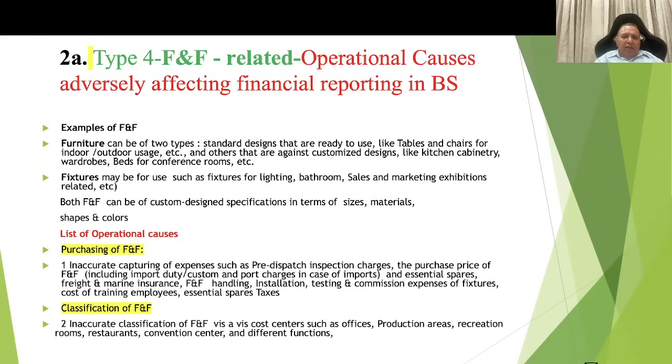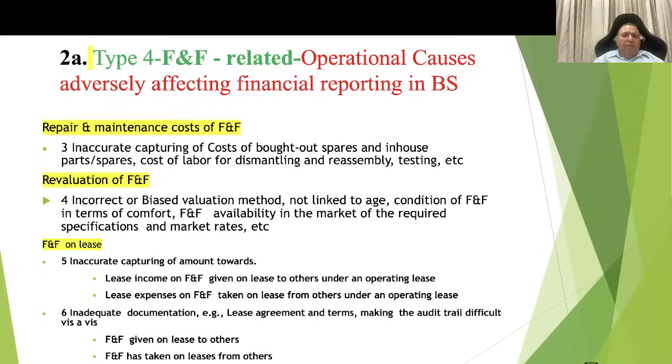Classification of F&F. Inaccurate classification of F&F with service cost centers such as offices or production areas or recreation rooms or restaurants or convention centers and different functions. Repair cost, maintenance cost of the F&F. Inaccurate capturing of the cost of the bought-out spares and in-house parts spares, cost of labor for dismantling and reassembly and testing, etc. In case these costs are not appropriately captured, this can lead to incorrect financial reporting.